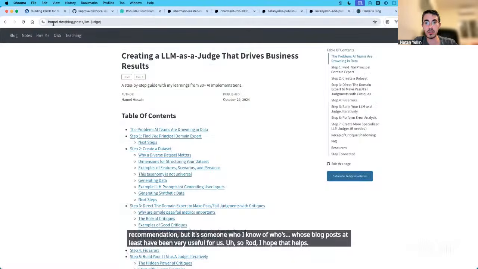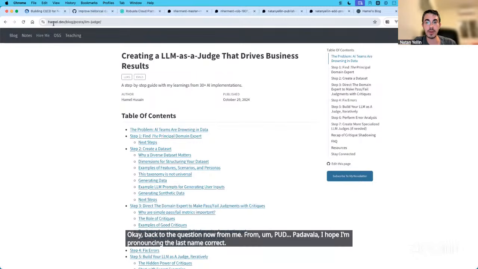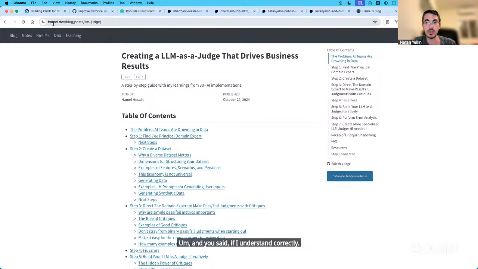Okay, back to the question now from Padavala. I hope I'm pronouncing your last name correctly. If I understand correctly, you're asking: does the agent produce different results every time you run the same test? That's why it's called non-deterministic, and you're looking for certain elements in the output to calculate accuracy and pass the test.